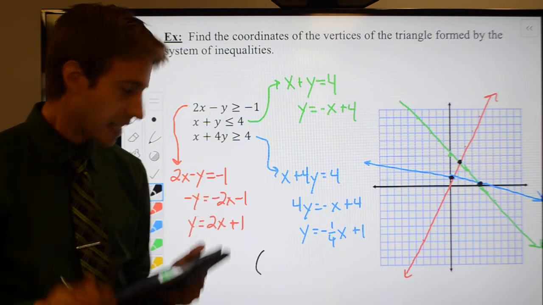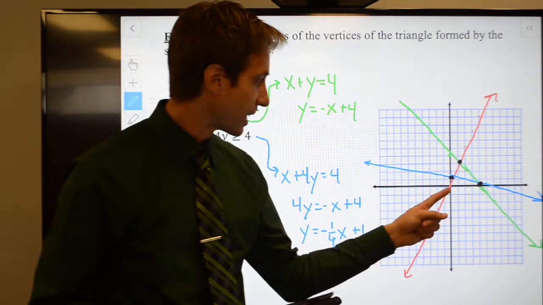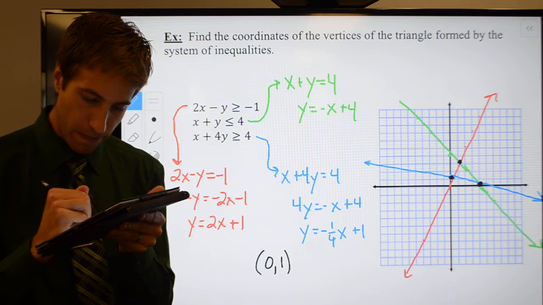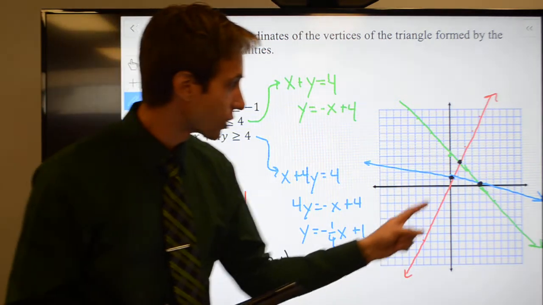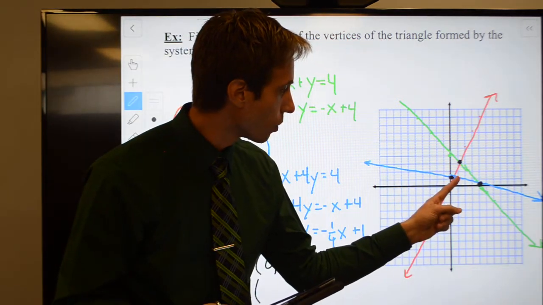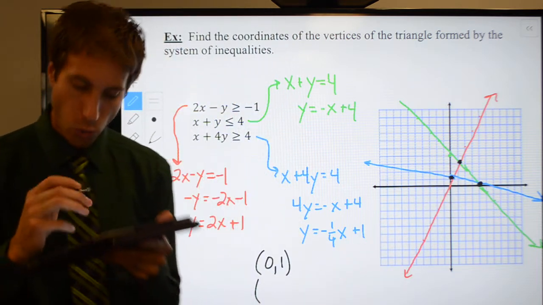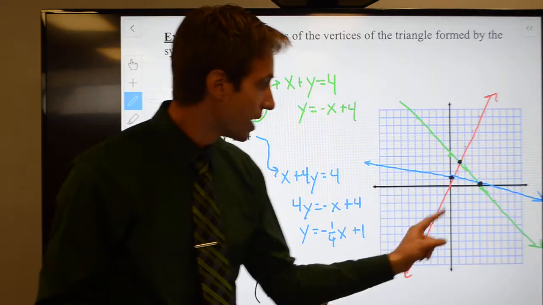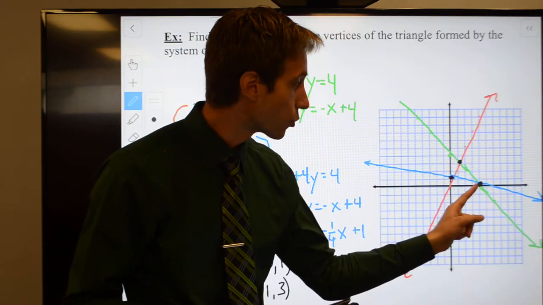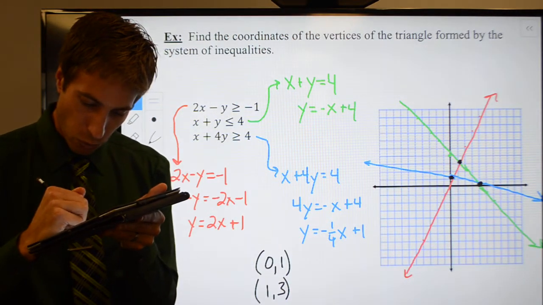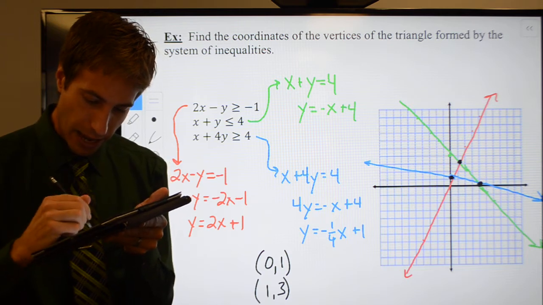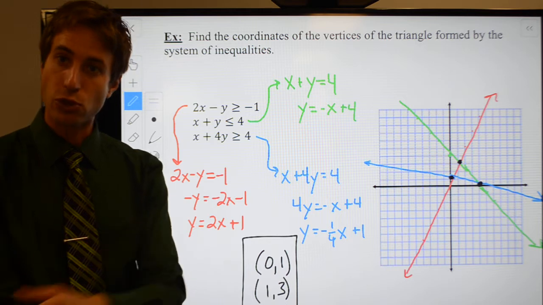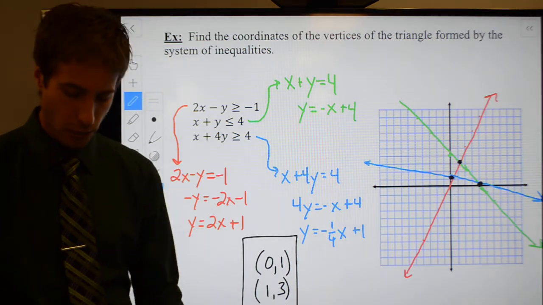So all I need to do is list those guys out. I have a point that is x equals 0, y equals 1, so (0, 1). I have a point of intersection that is x equals 1, 1, 2, 3, so (1, 3). And a point of intersection that is at x equals 1, 2, 3, 4, y equals 0, and I have found the vertices of the triangle. In fact, that was so much fun. Let's do another one.